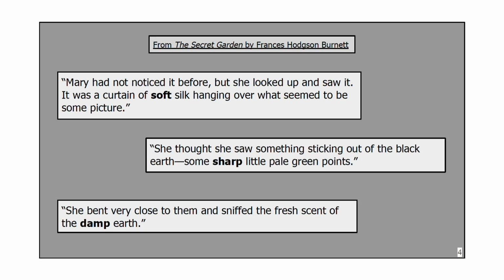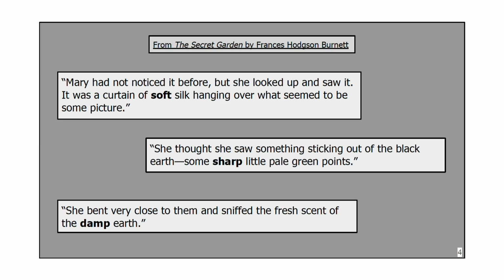Here are a few examples of texture used in Frances Hodgson Burnett's novel, The Secret Garden. "Mary had not noticed it before, but she looked up and saw it. It was a curtain of soft silk hanging over what seemed to be some picture." In this example, the character Mary sees a curtain of silk and describes the quality as soft.